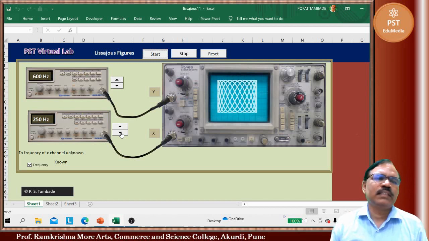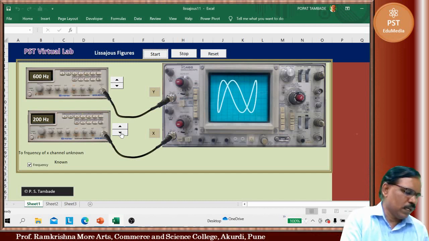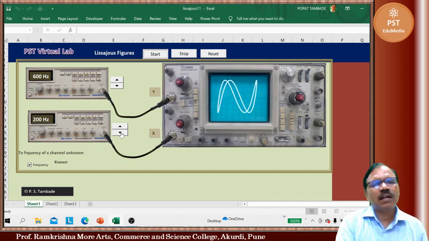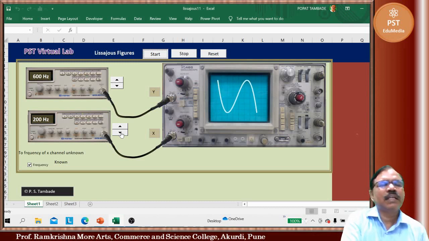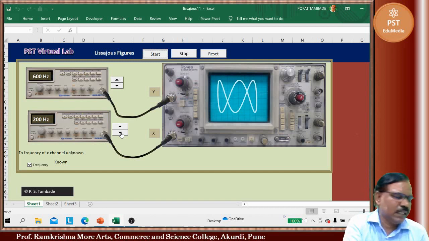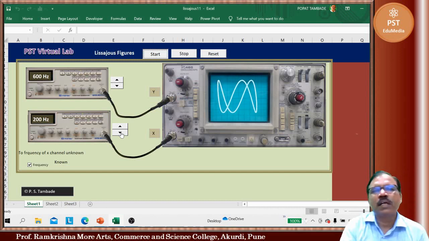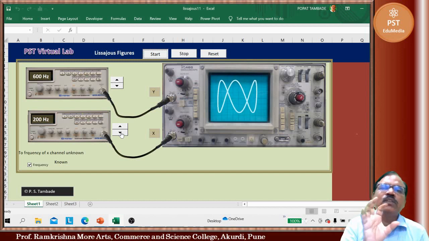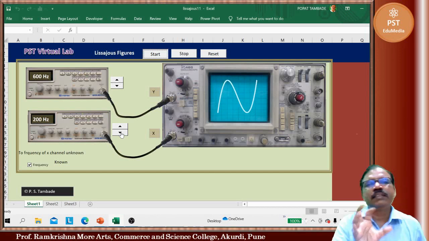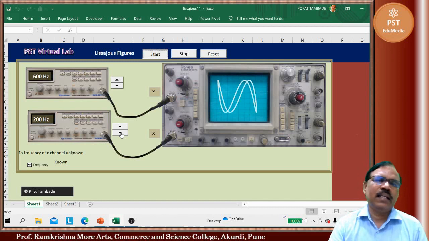Suppose we decrease this frequency again. So I have taken a frequency ratio like this, 200 Hz along the x axis and 600 Hz along the y axis. Now the frequency ratio is 200/600, so it is 1:3. So I got 3 loops along the x axis. But see here, the loops are continuously changing, and that is due to the phase difference. Since the phase difference is dynamic, it is changing because the two signals are independent electrical signals.